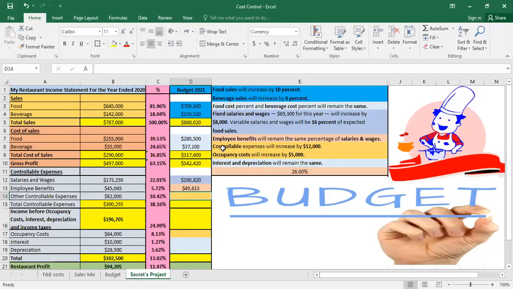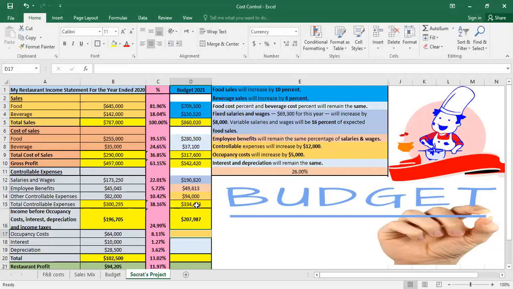Controllable expenses will increase by 12,000. We're having the other controllable expenses here. We add 12,000. And then total controllable expenses is the sum of the three. Okay. The income before occupancy cost, interest, depreciation, and income tax is the gross profit minus the total controllable expenses.